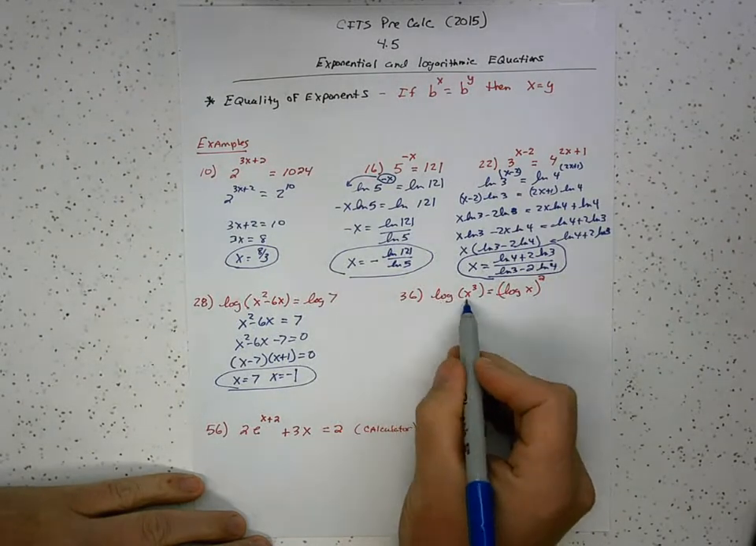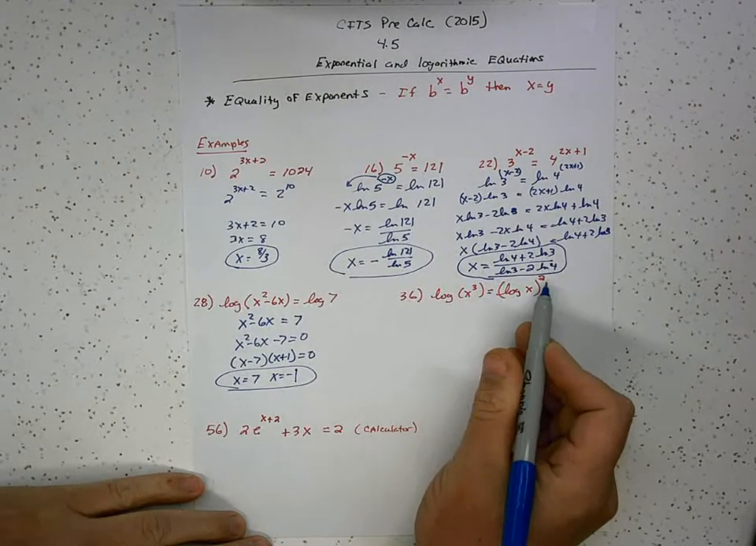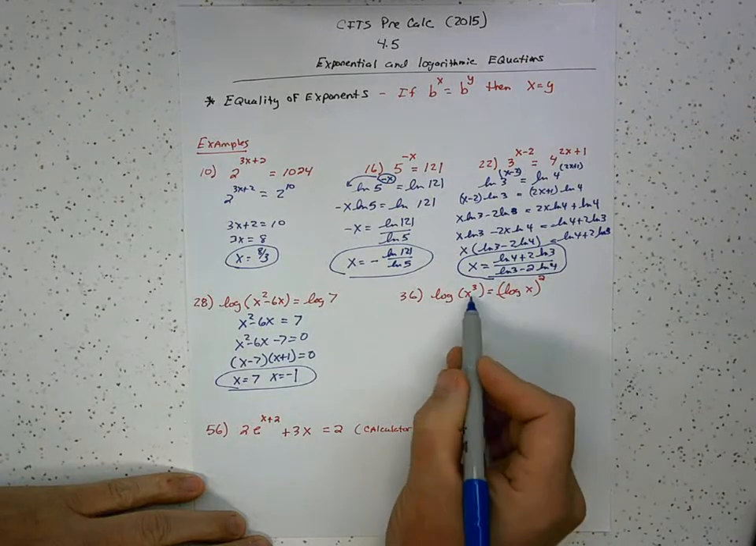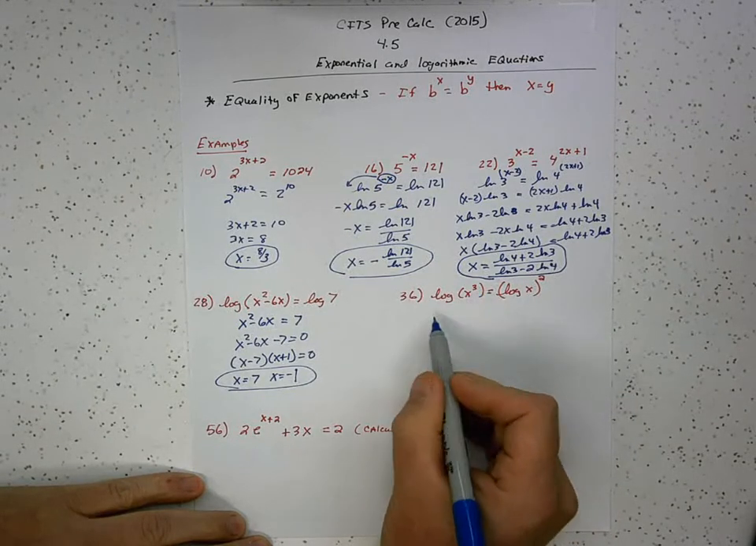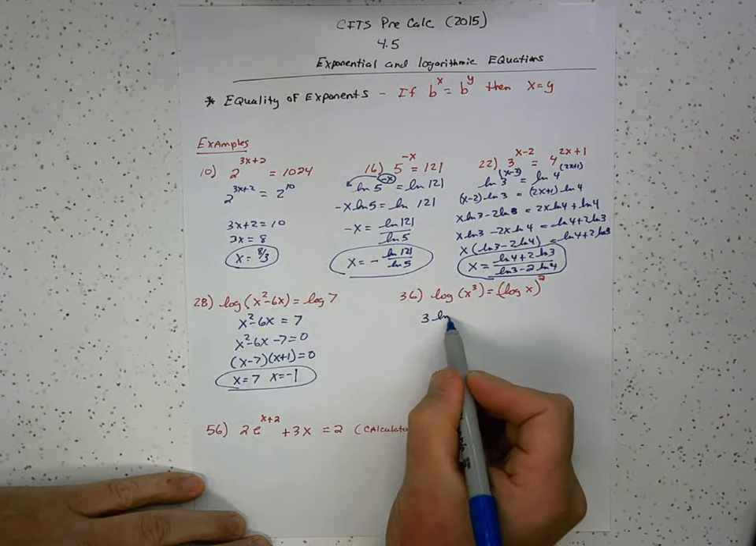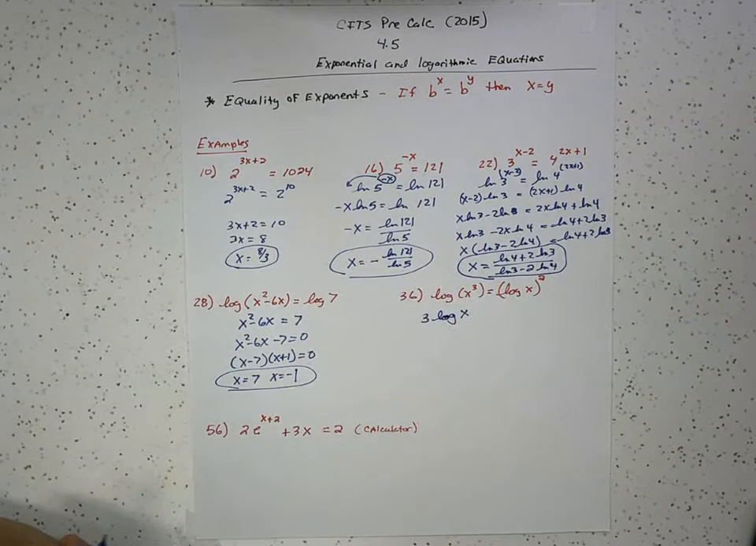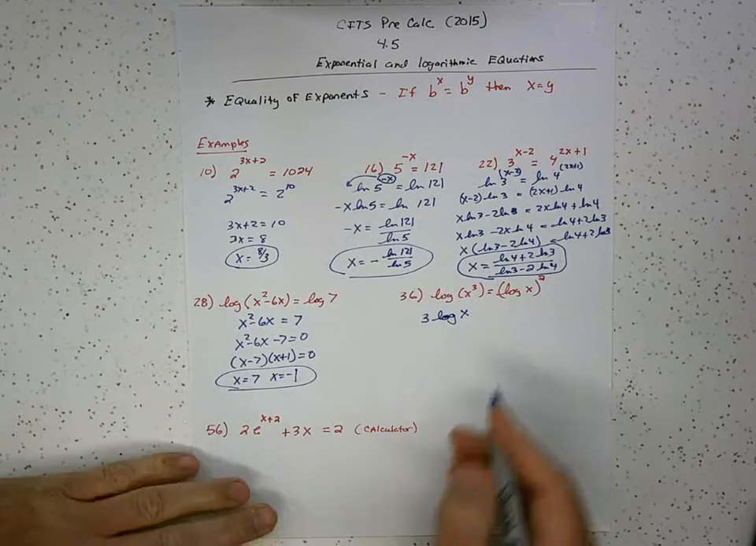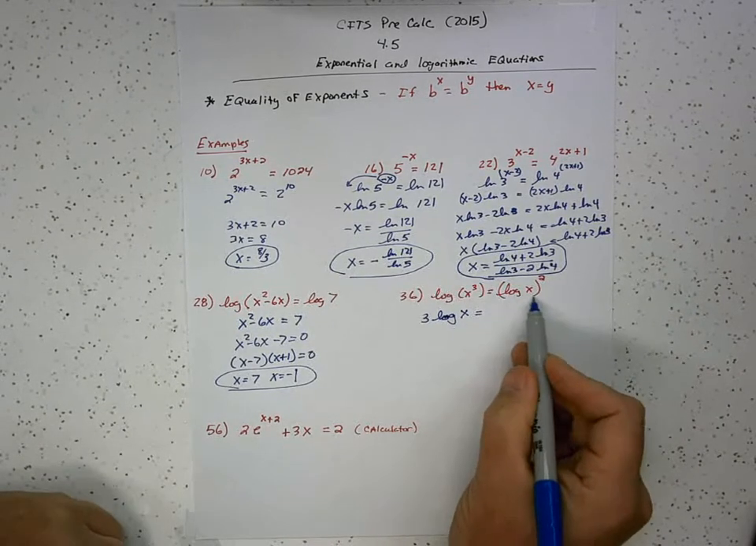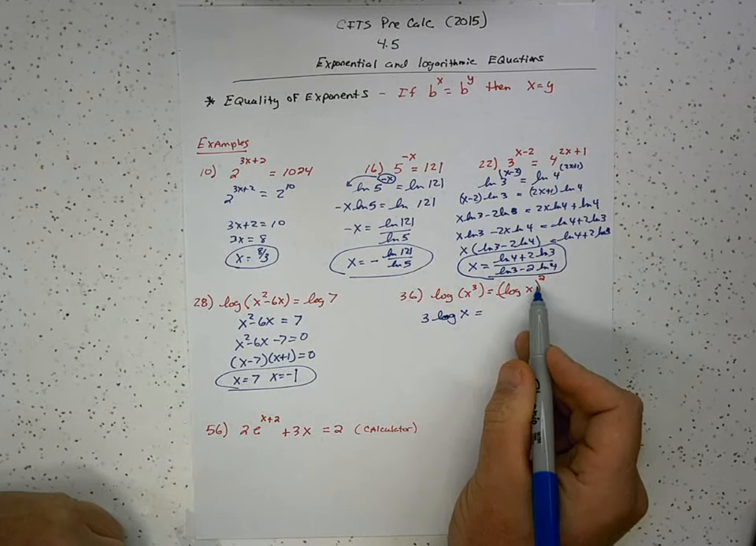I have the log of x cubed equaling the log of x all squared. Well, this one follows my rule for logarithms. So this one, I can pull that 3 in front. I have to use a common log here because that's what they want us to use. On the right, I can't. That is not the log of x squared. It's the log squared of x.